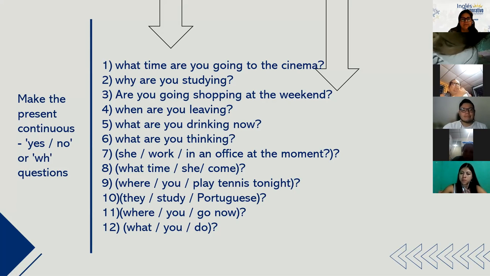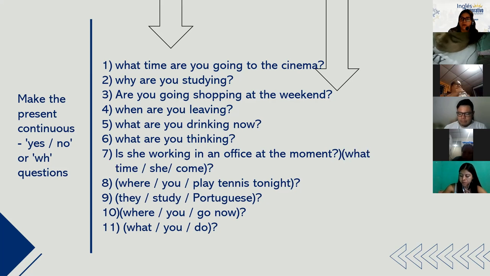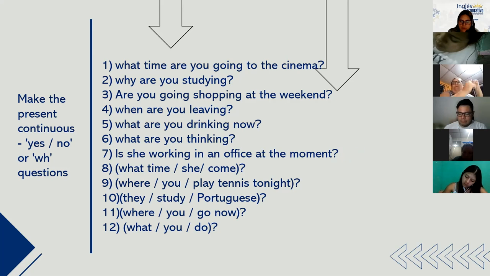Okay, number seven. Is she working in the office at the moment? Is she working in an office at the moment? Oh, mouse. Give the mouse. What about the next one? What time is she coming? The same. We eliminate the E, right? And then we add ING. What about the next one?